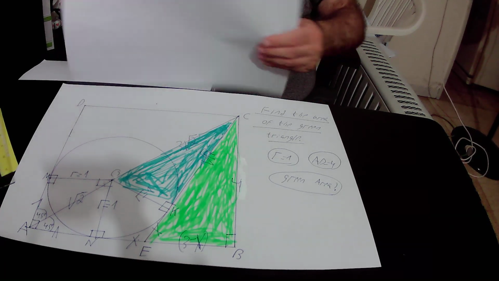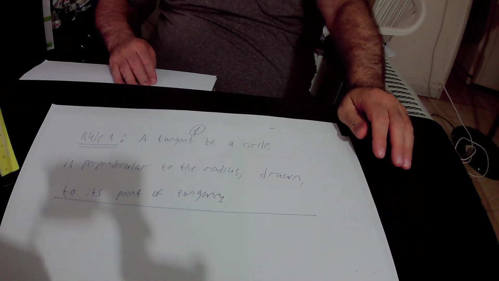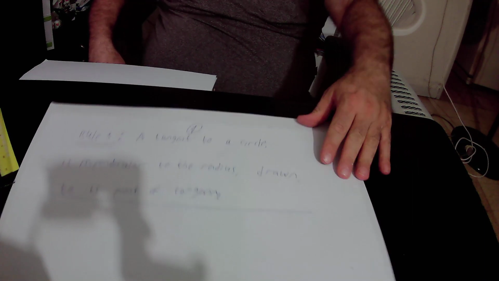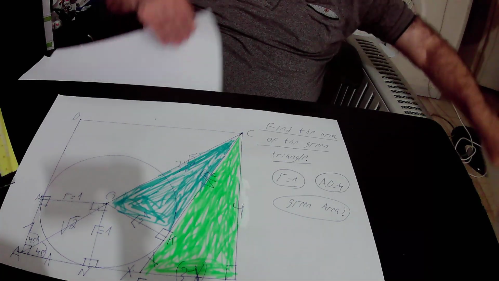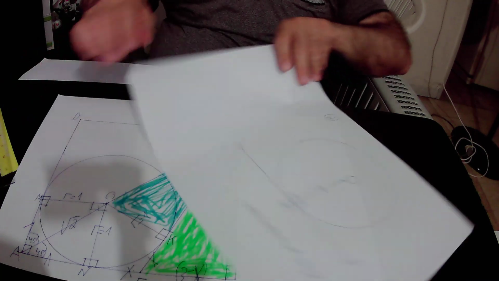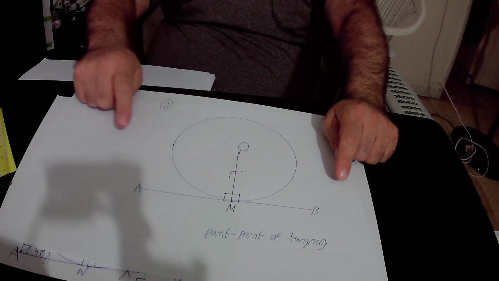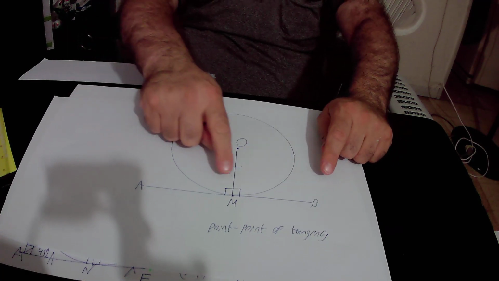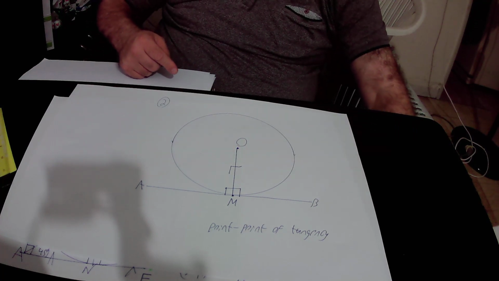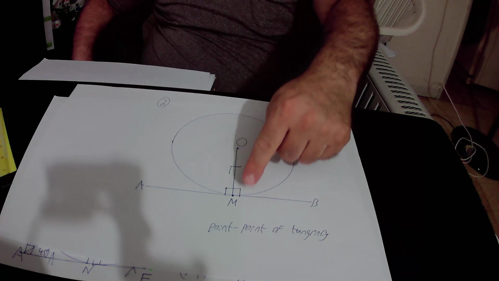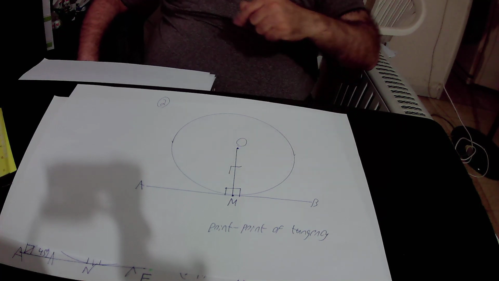So first of all, I presented to you rule number 1. According to rule number 1, a tangent to a circle is perpendicular to the radius drawn to its point of tangency. So what is the meaning of rule number 1? The meaning is that if we have this circle and tangent AB is tangent to this circle at point M, point M is the point of tangency of tangent AB with this circle. So if we have the radius OM, as you can see here, it is drawn to the point of tangency.